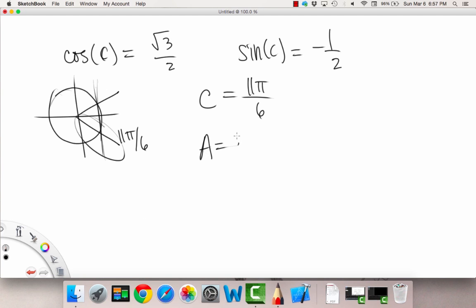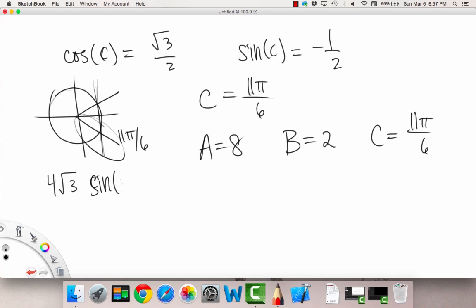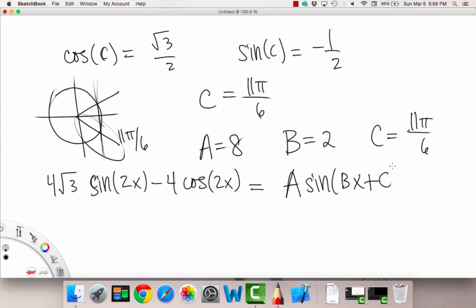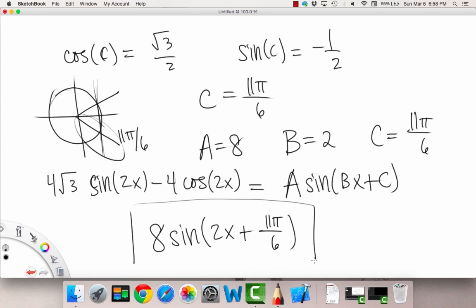So now we know our a, which is 8, we know our b, which is 2, and our c is equal to 11 pi over 6, so we're just going to plug everything in so we can condense. I'm just writing down the original expression for our function, right? So 4 times radical 3 sine of 2x minus 4 cosine of 2x can be condensed into something of the form a times sine of bx plus c. And we're just going to plug in all of these values in order to get 8 times sine of 2x plus 11 pi over 6. Okay? And that looks a lot nicer, right? Because we've just consolidated all of that messiness into one single expression.